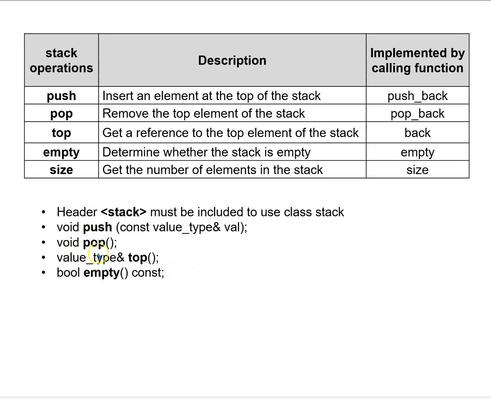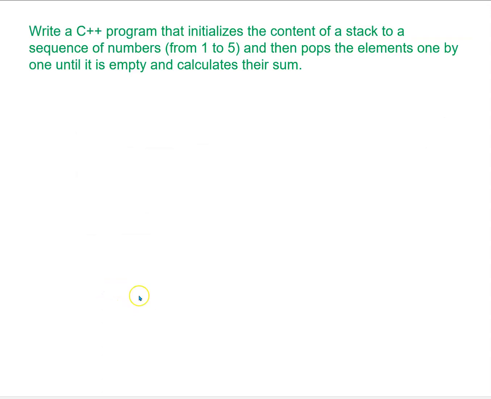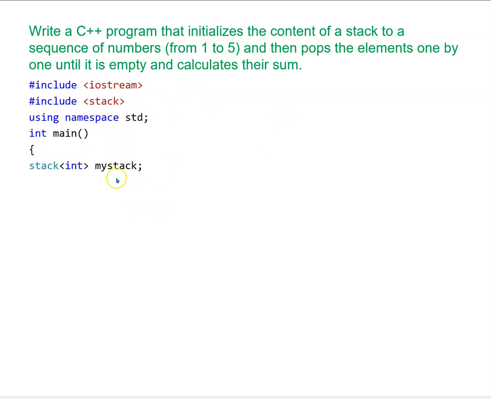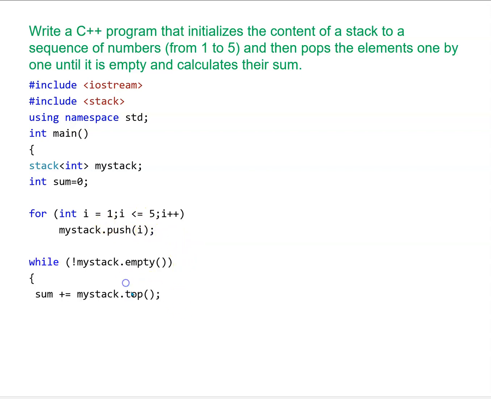They return reference types when they return something. So we want to write a C++ program that initializes the content of a stack to a sequence of numbers and then pops the elements one by one until it is empty and calculates the sum. So we're going to include our normal includes, including stack. Start our algorithm. Declare a stack of integers. Our sum is 0. Now go from 1 to 5 and push the values on the stack. So what the stack will look like after is 5, 4, 3, 2, 1. While the stack isn't empty, we're going to grab the top value, add it, and pop it, and then output our sum.